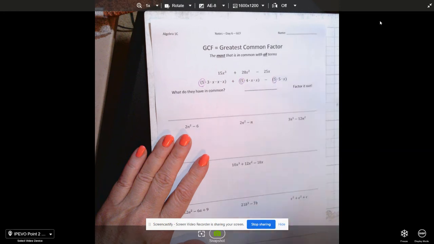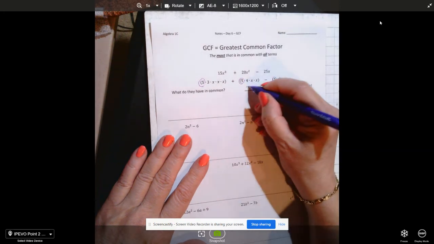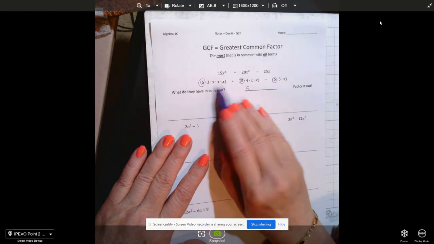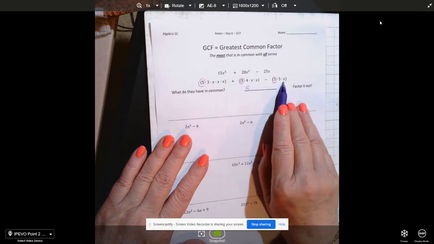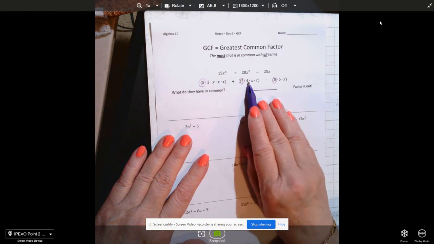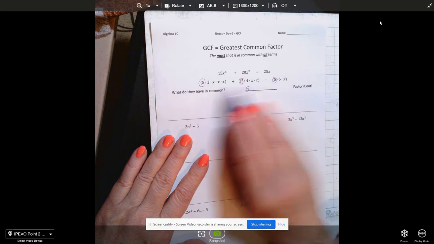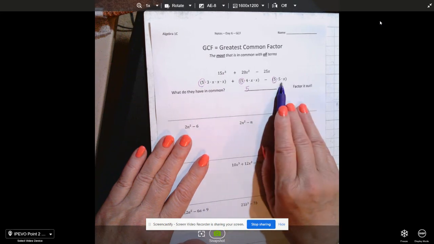Well, they each have at least one 5 in common. This guy has a 3, but no one else has a 3. This guy has a 4, but no one else has a 4. So as far as the numbers go, they only have a 5 in common.